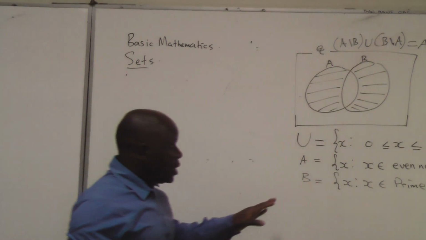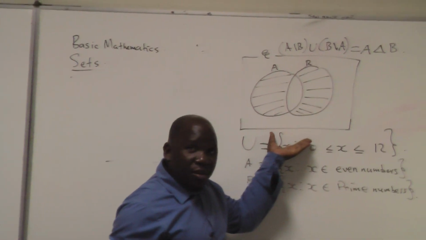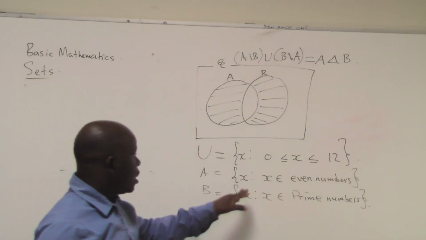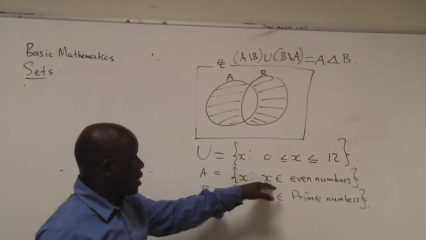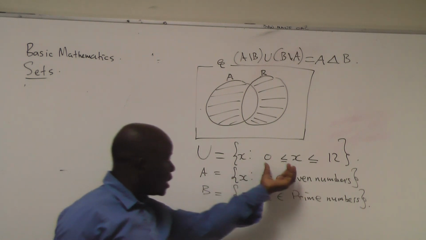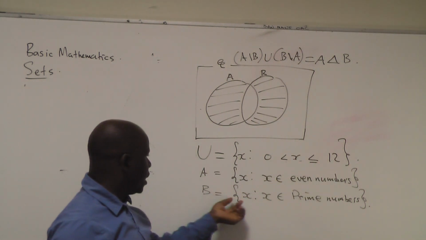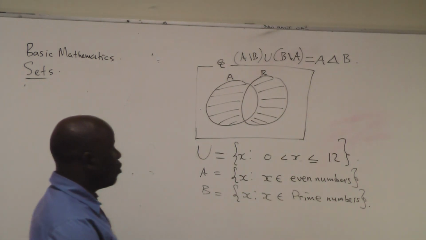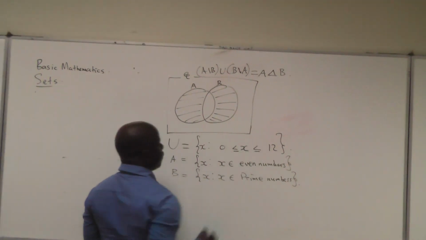I want you to take note that A cannot have elements that are outside the universal, and B cannot have elements that are outside the universal. So A is the set containing X such that X is an even number, but that even number must also be taken from the universal. And B contains X such that X is an element of prime numbers, and it must be within the universal from 0 through to 12.